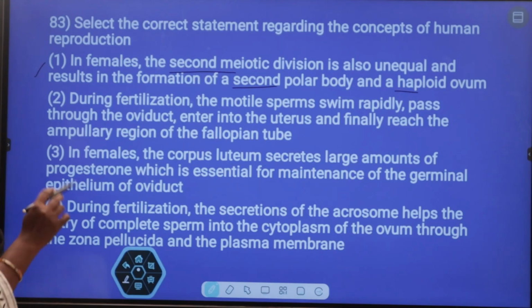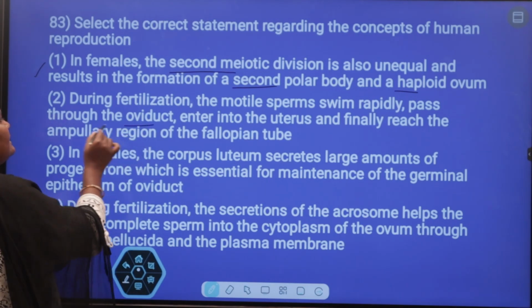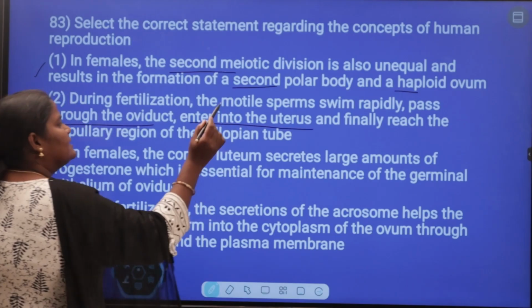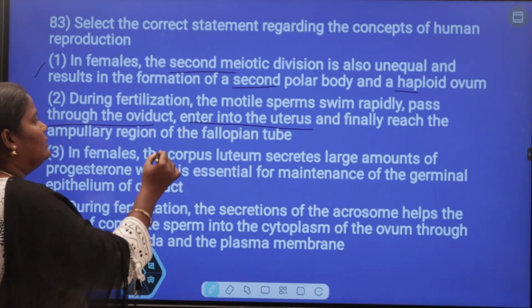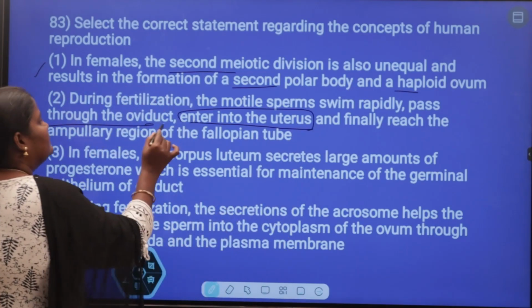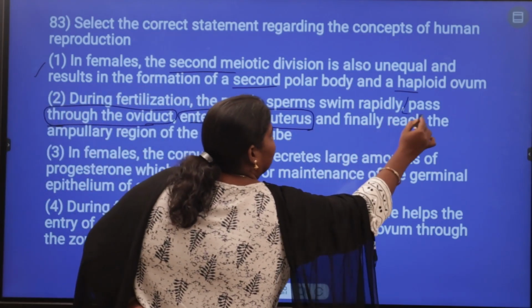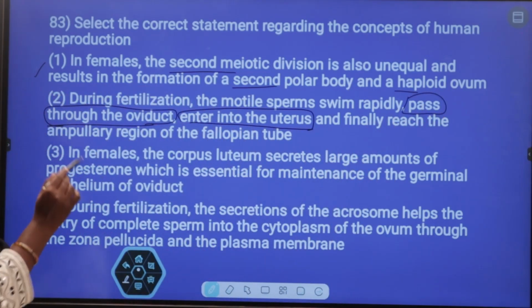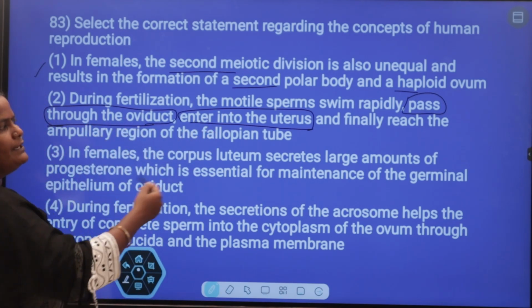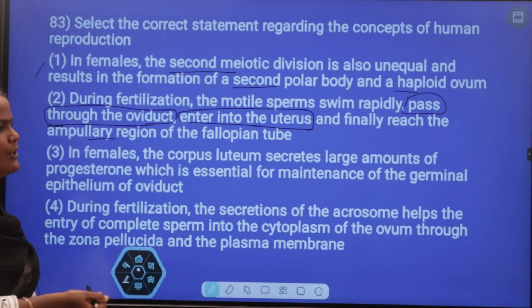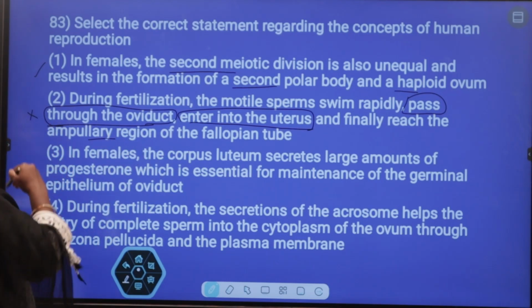During fertilization, the motile sperms swim rapidly. Okay, up to this the statement is right. Passes through the oviduct and enter the uterus. You might have observed this. The statements were switched back. First the sperms have to enter the uterus, then move to the oviduct. So the complete concept is purposely changed. The motile sperm swim rapidly, enter into the uterus, then pass through the oviduct and finally reach the ampullary region. So based on this exchange, the statement is wrong.